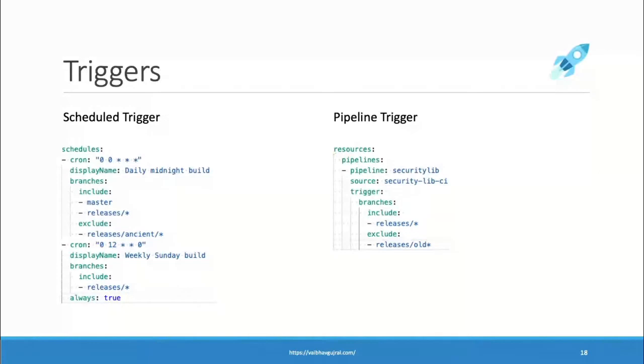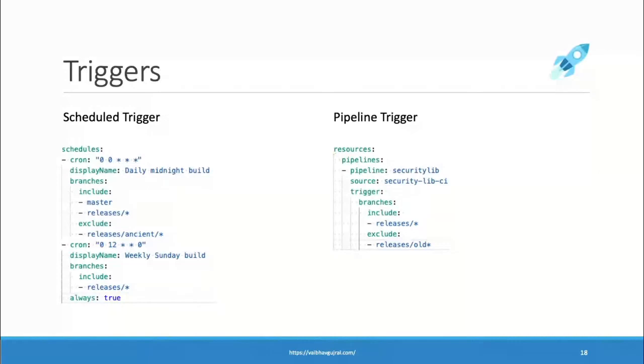You can also trigger a pipeline once another pipeline completes its run. In this example, security lib pipeline is triggered once security lib CI completes its run. Like other triggers, you can include or exclude branches that you would like to build.